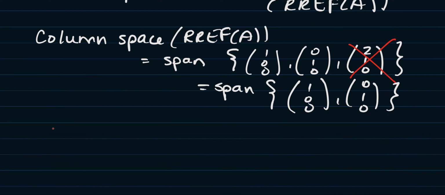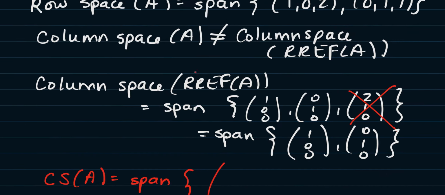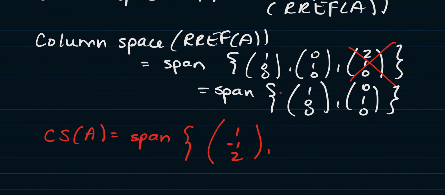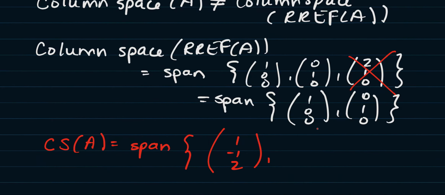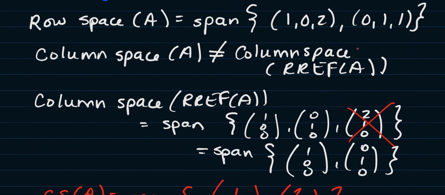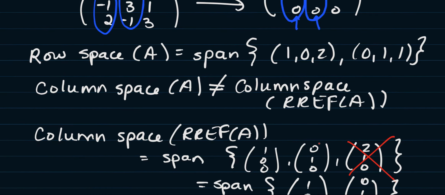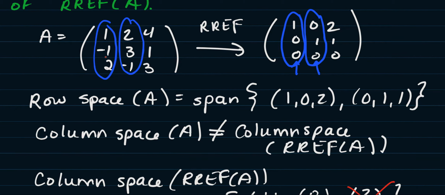So the column space of A is going to be the span of the first 2 columns, 1, negative 1, 2, and 2, 3, negative 1. And in fact, like I said, the relationships between the columns remain the same. Remember how this third column here, we said it was 2 times this one plus 1 times this one? Well, this third column is going to be 2 times this one plus 1 times this one. Let's check.